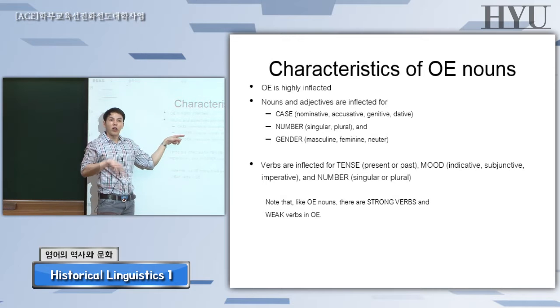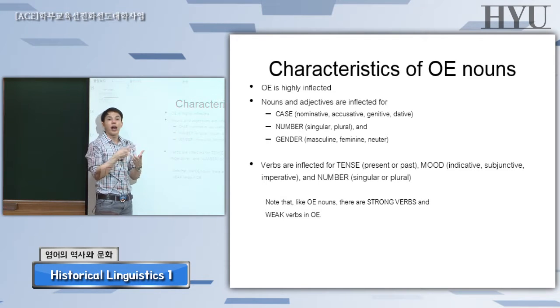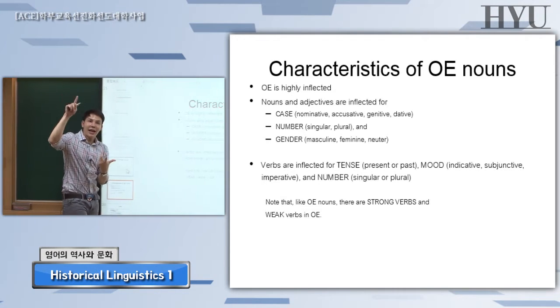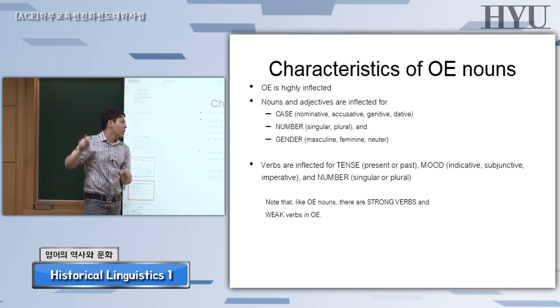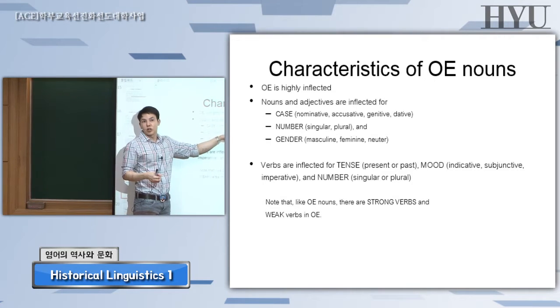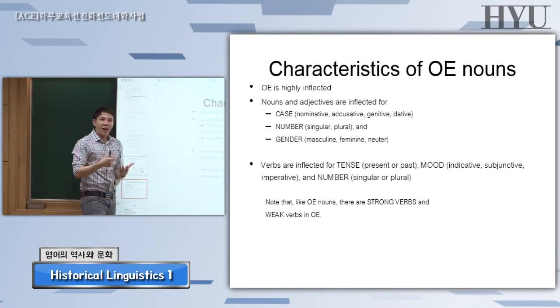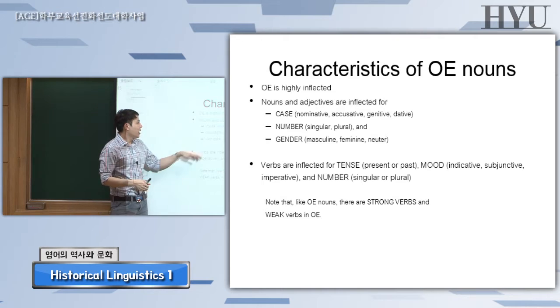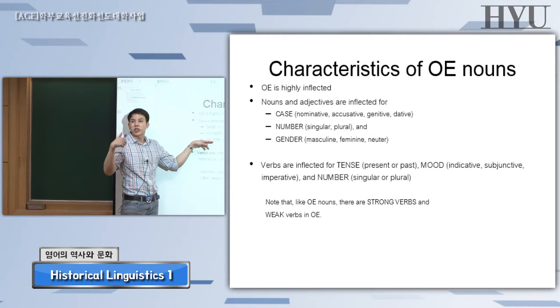So number, we already have in modern English, singular or plural, right? In modern English, we add s or no s, zero. So in Old English, you have singular and plural too. So that one, you don't have to worry about because you already know. Now gender, nowadays we don't have. We have natural gender, meaning Krista, you use he because naturally he is a male, like that, right? But gender in Old English is just like French.